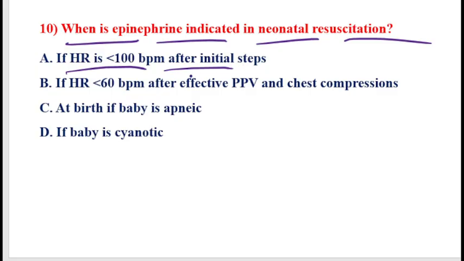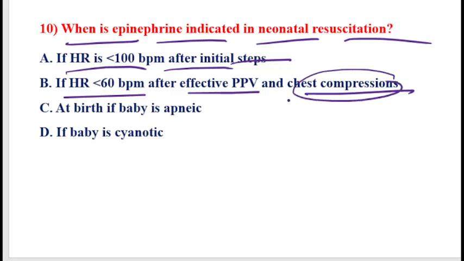When the heart rate of the newborn is less than 100 beats per minute, then we have to start with positive pressure ventilation, not epinephrine at this stage. Option B, if heart rate is less than 60 after effective positive pressure ventilation and chest compression. When we are giving chest compression and positive pressure ventilation, and even after that the heart rate is still less than 60, then we have to give epinephrine. So option B is the correct answer here.